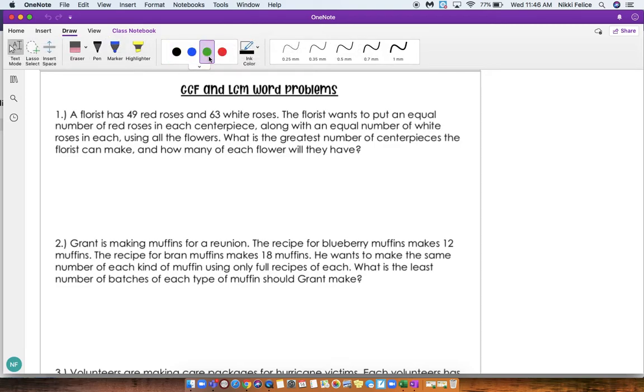I'm going to help you figure out how to solve some GCF and LCM word problems. So when you read these problems, it's super important that you pay close attention to the wording. I'm going to highlight some keywords and numbers as we go.